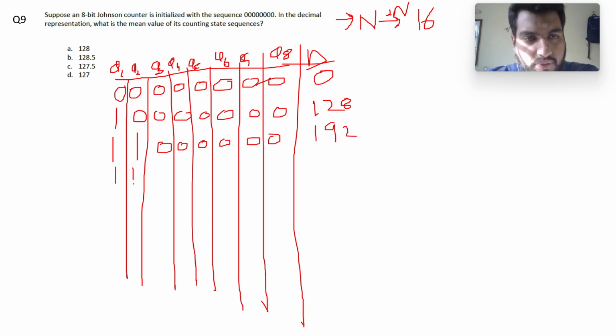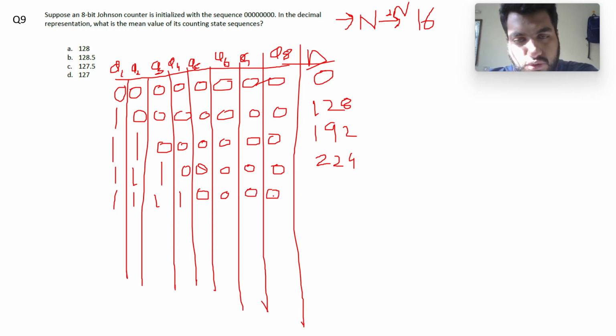Then we have 1, 1, 1, 0, 0, 0, 0, 0. So that is 192 plus 32, which is 224. Then we will have 1, 1, 1, 1, 0, 0, 0, 0. So that is 224 plus 16. This is 240.